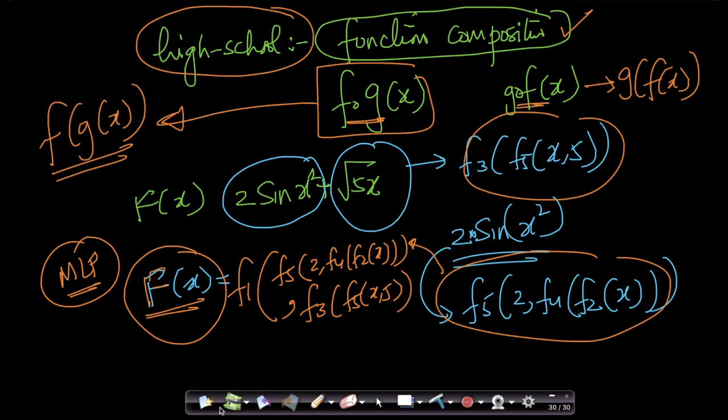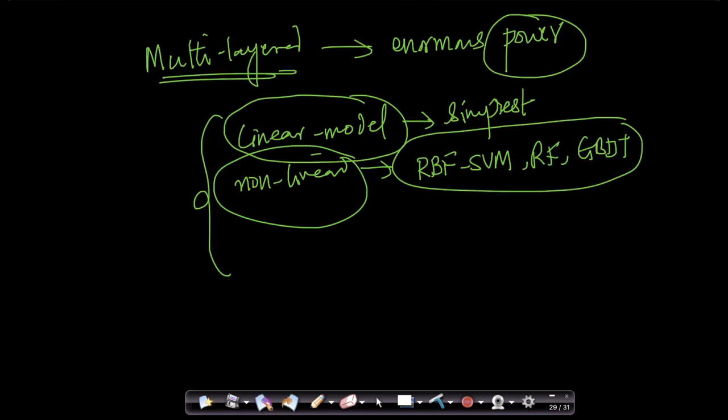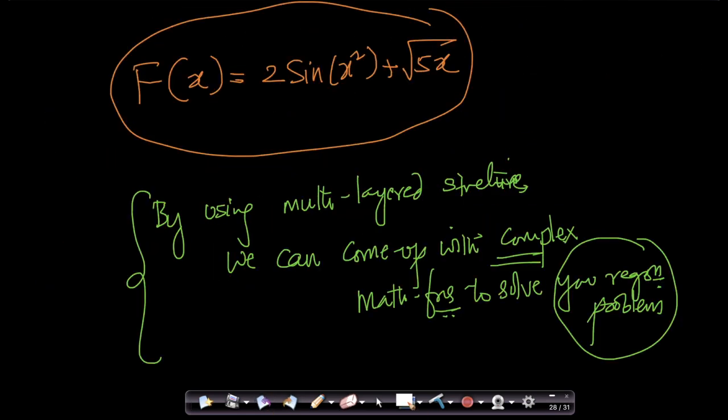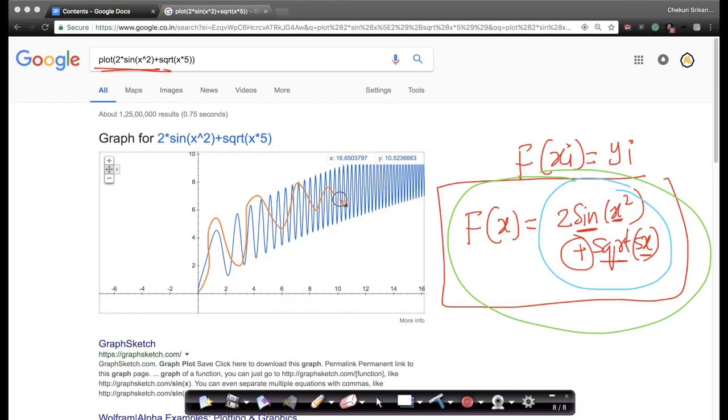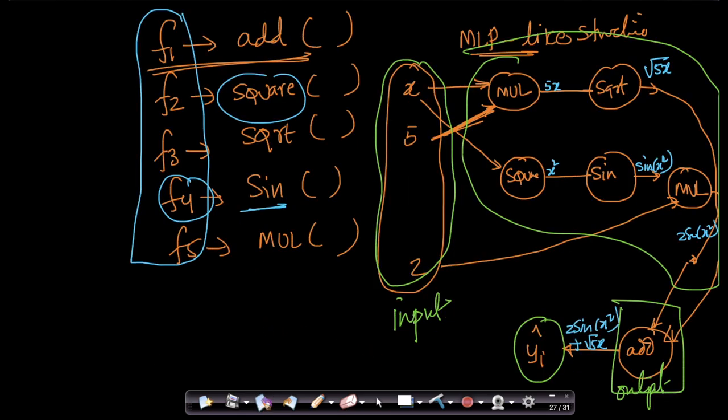So your multi-layered perceptron, in a nutshell, is basically a graphical way of representing simple function composition, f of g of x or g of f of x type of concepts. But it's done graphically. And it is powerful because, as we have seen here, you can represent very, very complex functions like this by using function composition. This is one of the most important ideas of the whole of neural networks and deep learning.